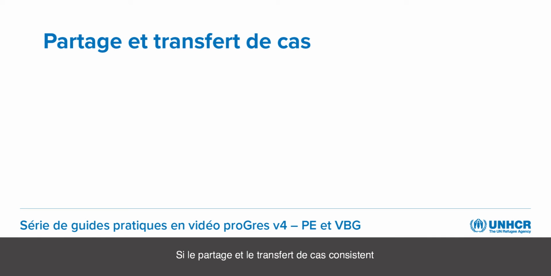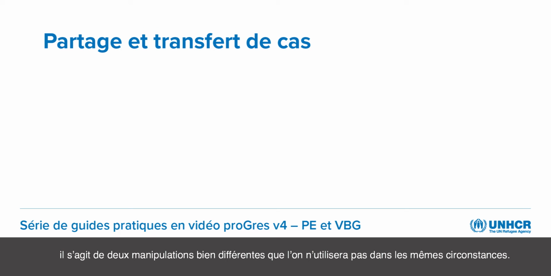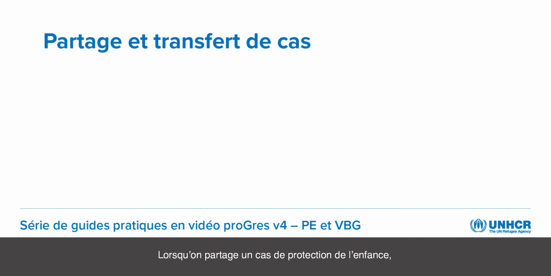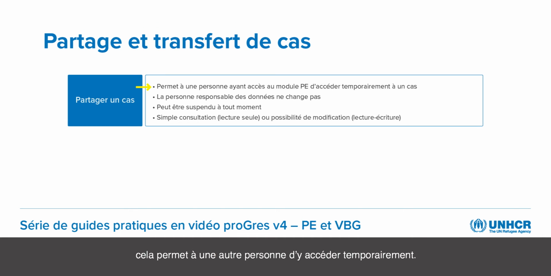While sharing and transferring cases both involve moving a case between two caseworkers, they are very different and should be used in different circumstances. When you share a case, it allows someone else to access the child protection case on a temporary basis. Only those who have access to the child protection module are able to see a case when it is shared with them.